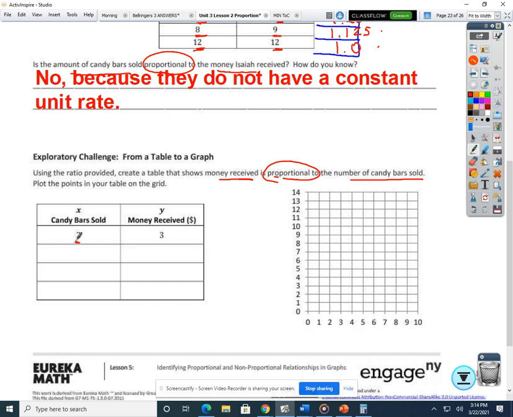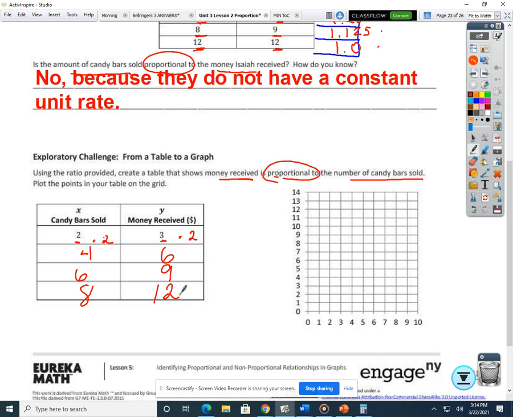He sold 2 candy bars, he received $3. If we multiply this times 2 and say that he sold 4 candy bars, we would do the same over here. Multiply 3 times 2, he should receive $6. If we multiply our 2 times 3, and he sold 6 candy bars, we would multiply our 3 times 3, he should receive $9. If we multiply our 2 times 4, and he sold 8 candy bars, we would do the same to our 3, multiply it times 4, he should receive $12.